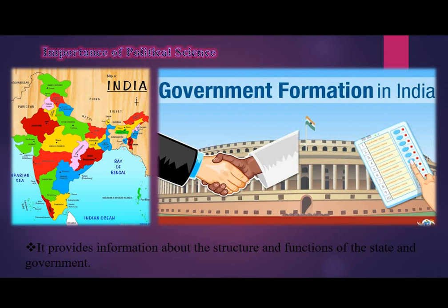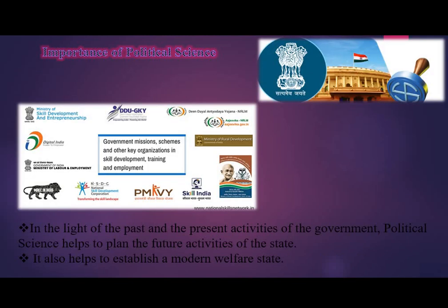it provides information about the structure. Who is the chief minister, who is the deputy chief minister, who are the MLAs and who are the MPs we have. All that we can study, the complete structure and functions of the state government here. And not only that, it also gives information in the light of the past and present activities of the government. Political science helps us to plan for the future activities of the state.